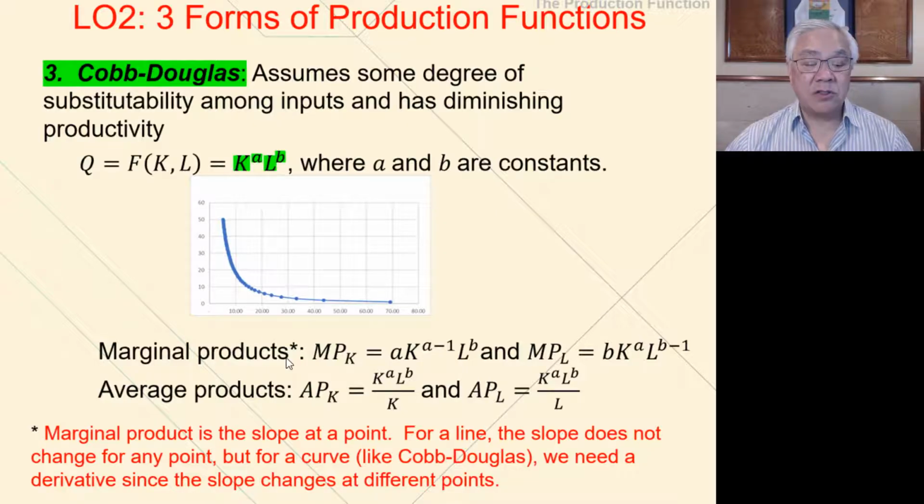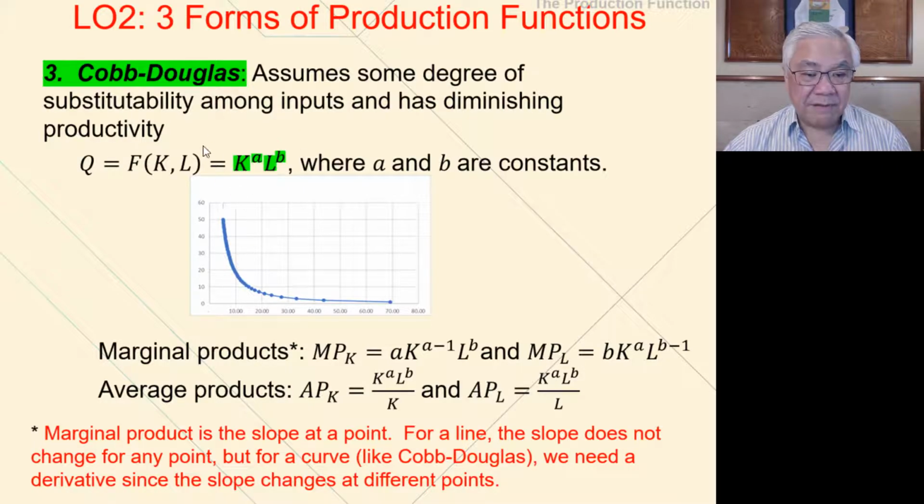So here, the marginal product of capital is alpha times K raised to the power of A minus 1 times L raised to the power of B. And the marginal product of labor is B times capital raised to the power of A and L raised to the power of B minus 1. This should look familiar to you since you're all calculus experts now.